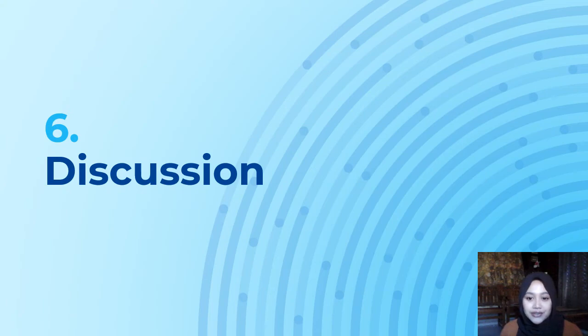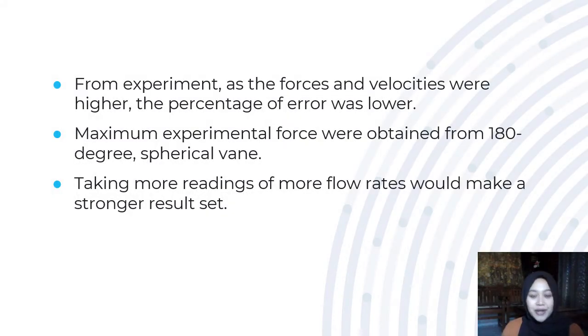Now the discussion. From the experiment, we can see that as the force and velocity get higher, the percentage error was lower, and the maximum experimental force was obtained from the 180-degree deflector, also known as the spherical vane. To get more accurate results, more readings of flow rate should be taken.